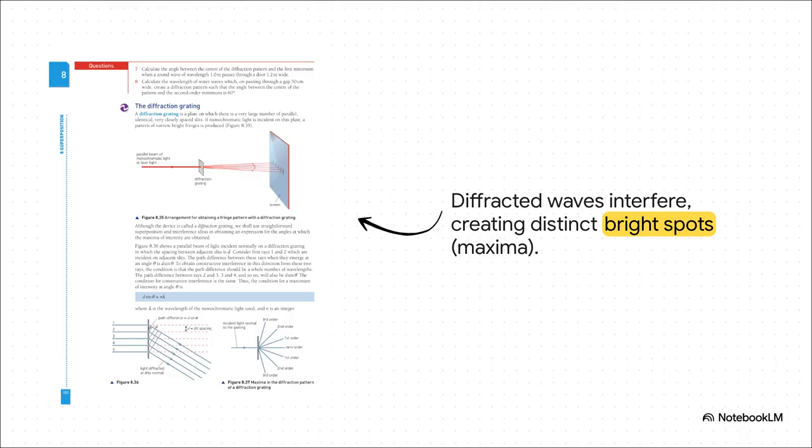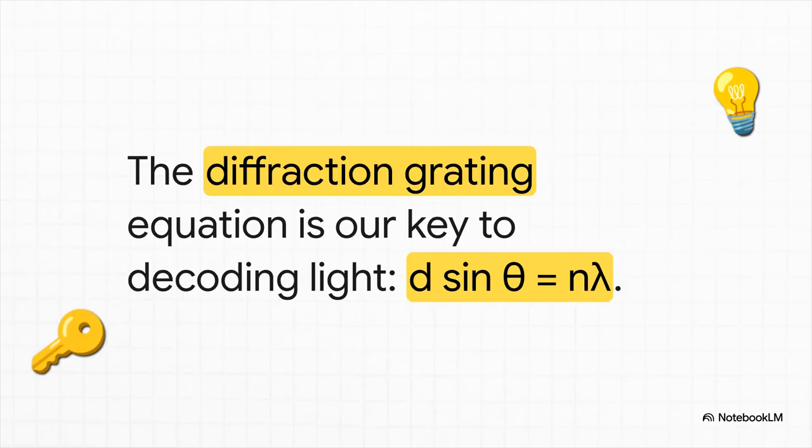And when all those waves start overlapping, something amazing happens. In most places, they're all out of sync and they just cancel each other out. But, and this is the magic part, in a few very specific directions, all those thousands of little waves line up perfectly. They add together, they reinforce each other, and they create these incredibly sharp, bright spots of light on a screen. We call these spots maxima. And it all boils down to this one beautiful little formula. This is our golden rule for decoding light.